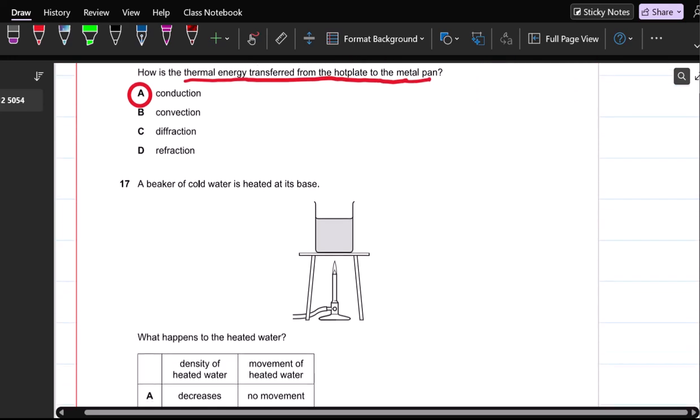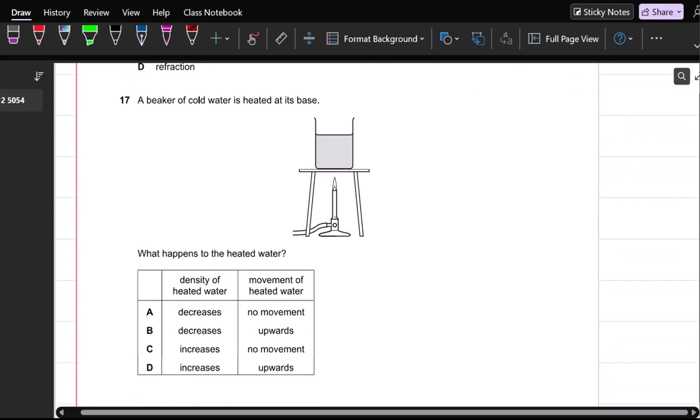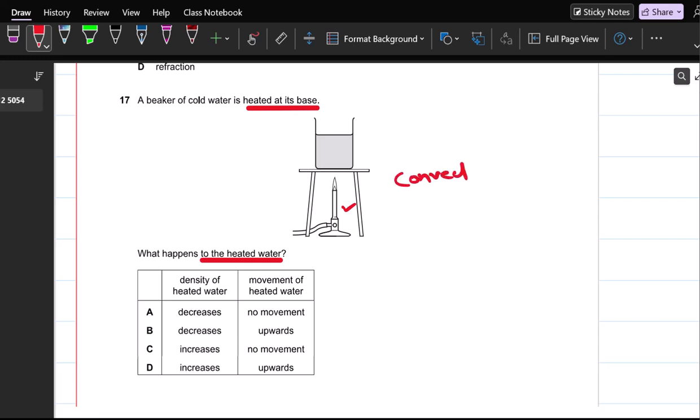Moving to the next question, a beaker of cold water is heated at its base. So you can see here in the diagram what happens to the heated water. So you must remember about convection.